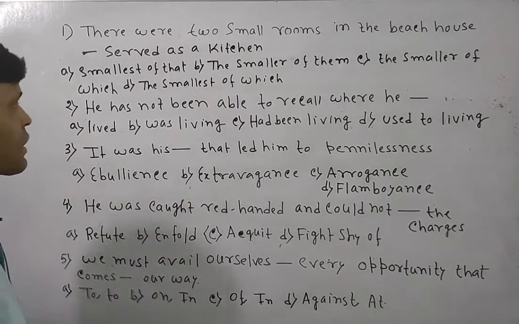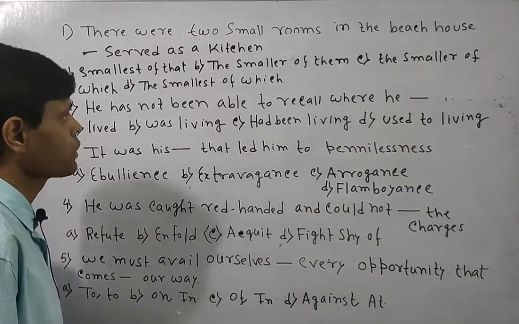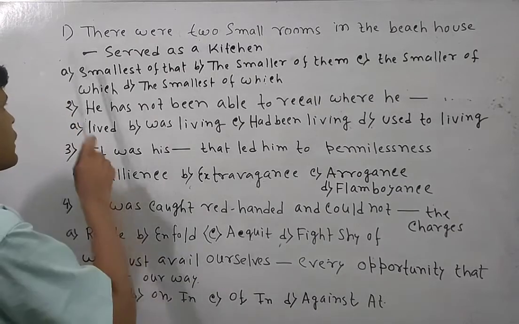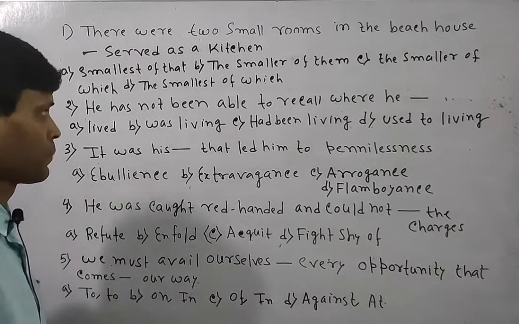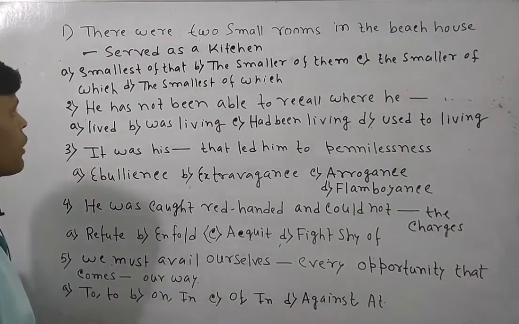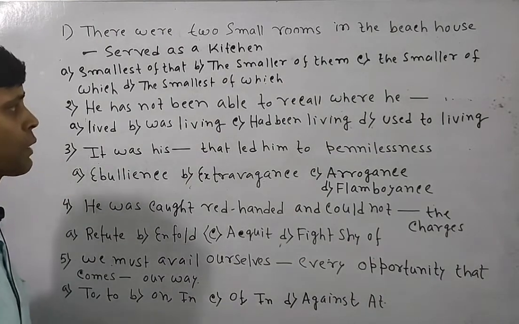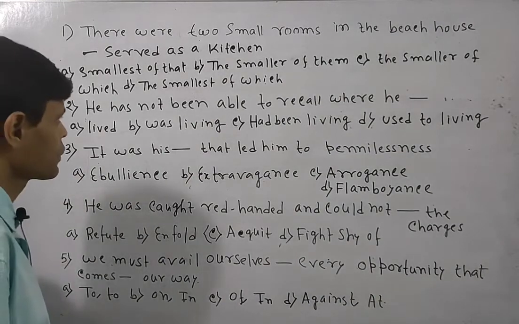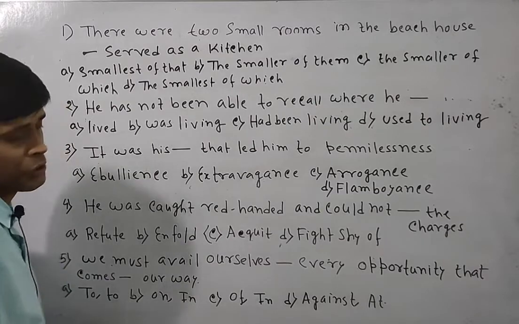Going through the sentence again: there are 2 small rooms in the beach house. Here is a blank served as a kitchen. Now there are 4 options: smallest of that, the smaller of them, the smaller of which, the smallest of which.